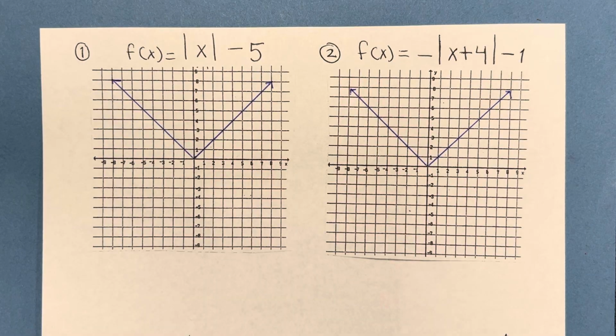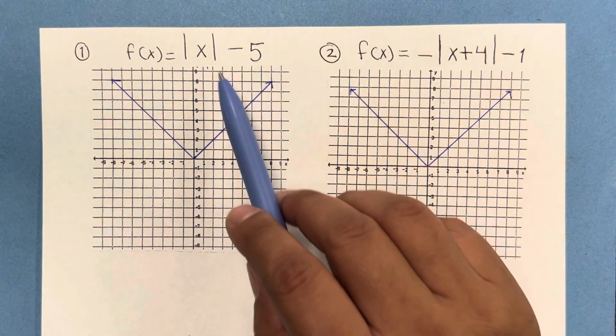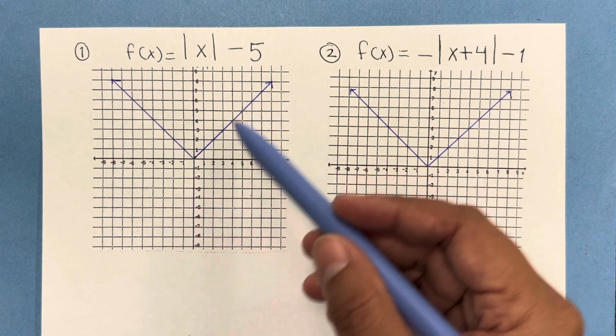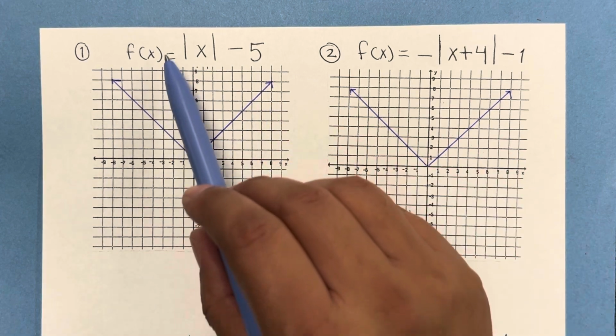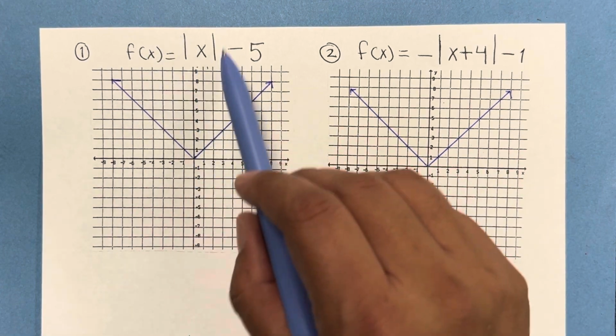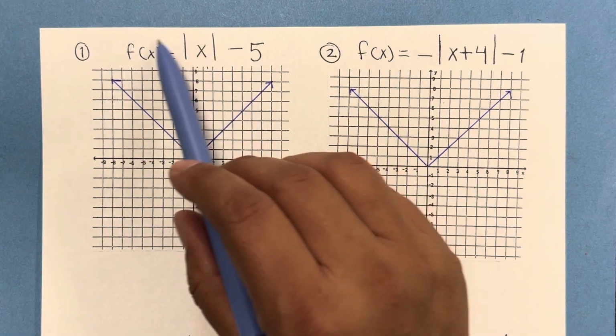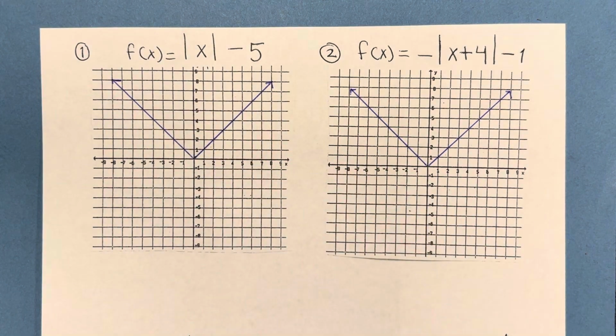Okay, the first thing that we want to do is to create the transformation. We already have the mother graph in here of y equals the absolute value of x. Okay, just the parent graph. They call it either the mother graph or parent graph.